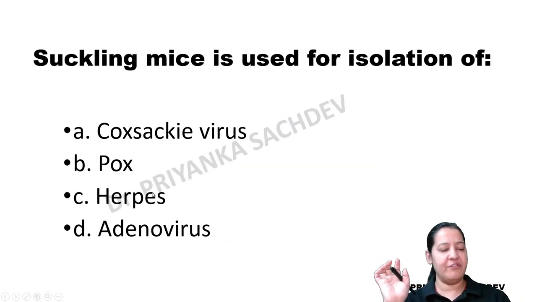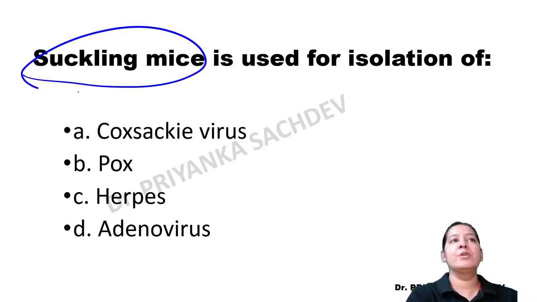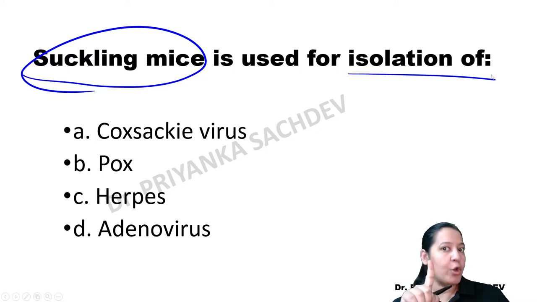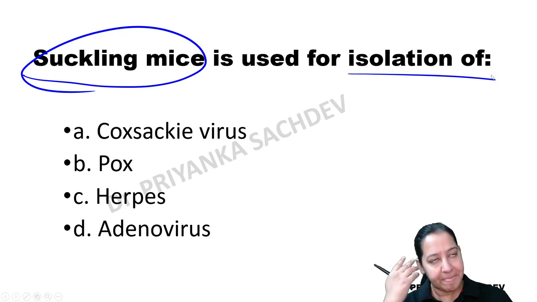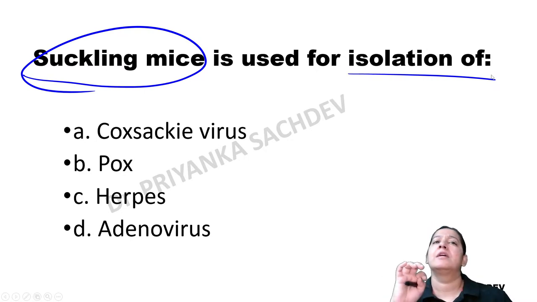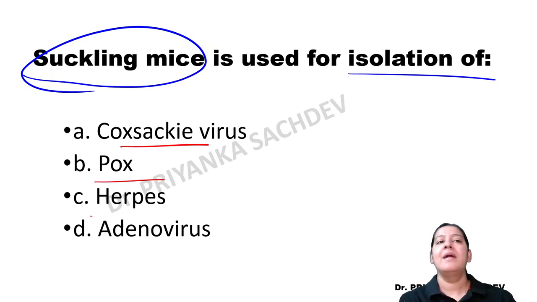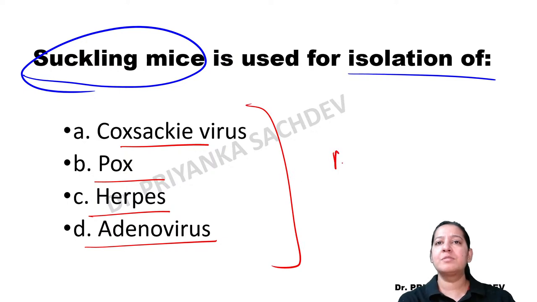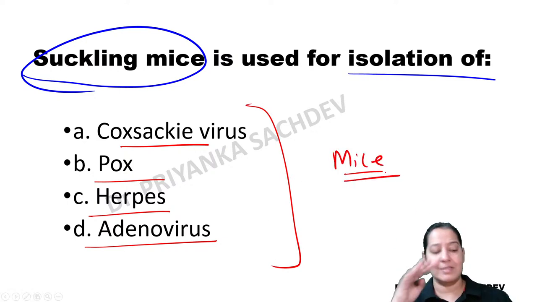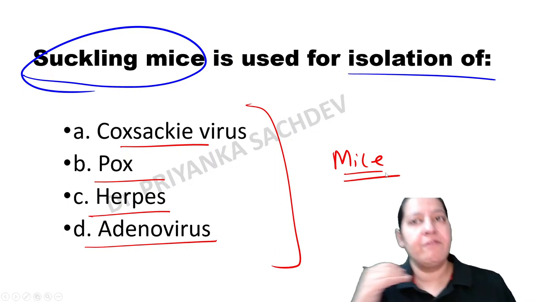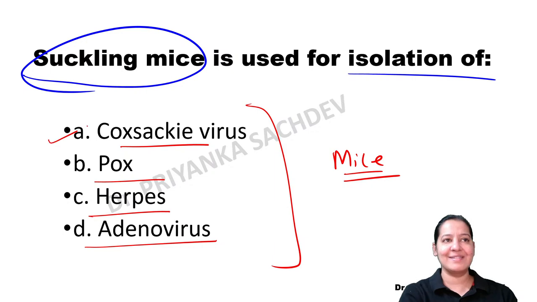This is the next question in front of you. Suckling mice is used for isolation of which virus? I have told you there are three methods for isolation of the virus. One is animal inoculation, in which we use mice. So tell me the virus for which we usually use mice to isolate it. I told you this example yesterday. Which of the following: Coxsackie virus, pox virus, herpes virus or adenovirus? Yes, Dr. Priyanka, you are right. What about others? I want everyone to participate. The correct answer here is Coxsackie.